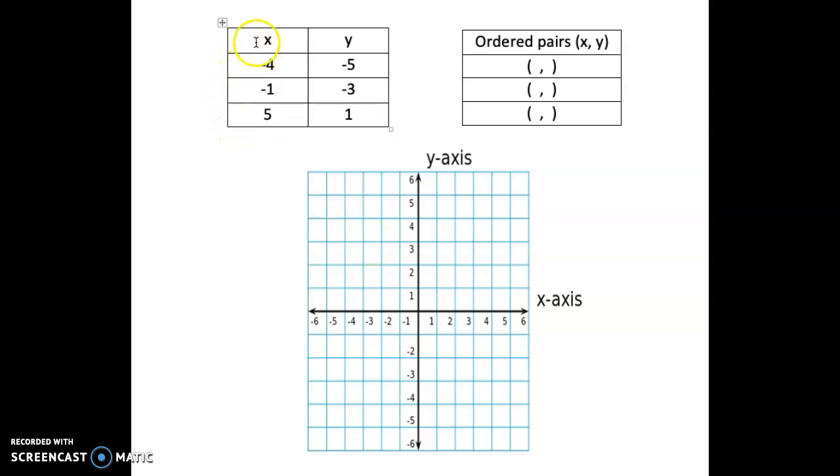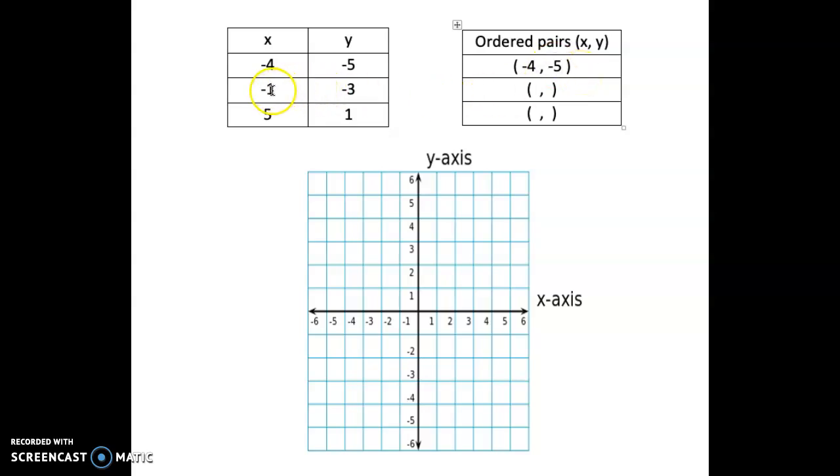So right here we have our x values of -4, -1, and 5, and our y values of -5, -3, and 1. Now to write ordered pairs, it's always x comma y. And so over here we take our x, which is -4, for our first point, and the y that's associated with that -4 is -5.